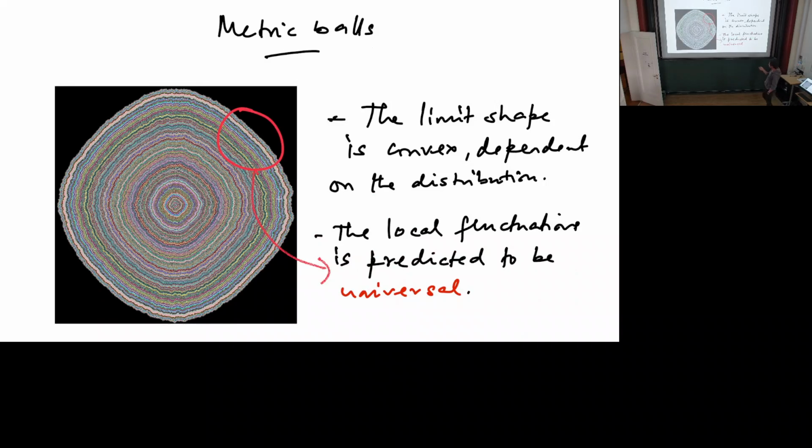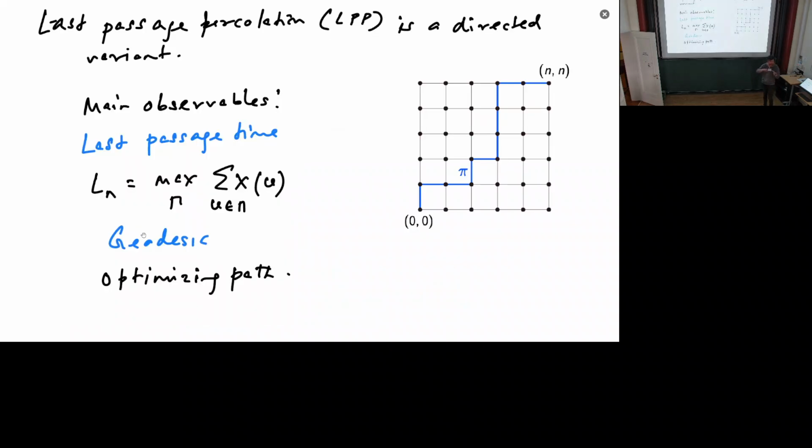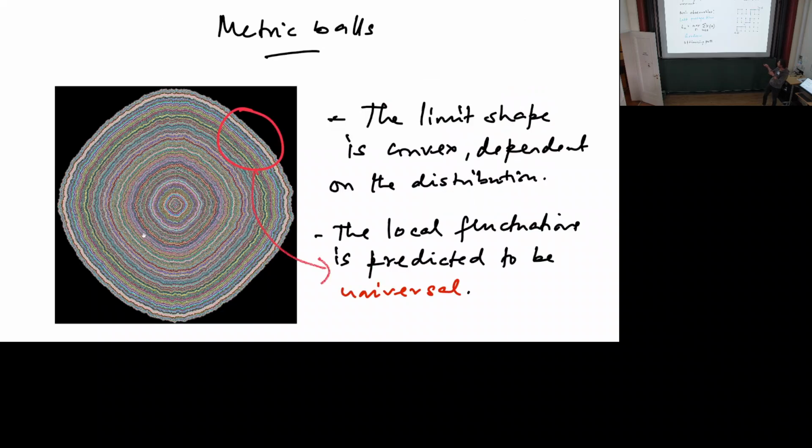And here is a simulation of how the metric balls grow from the origin as you increase the radius. As you can see, if you zoom out, you see a limiting shape appearing. It turns out that this limit shape is going to be convex because of some subadditive considerations, but the shape is going to be a function of the underlying disorder. If you go from, let's say, uniform variables on the edges to exponential variables, then the shape is going to change. However, if you now zoom in near the boundary, the fluctuation theory is expected to be the same regardless of what the variables are. So this is what I mean by universality of the underlying fluctuation theory.